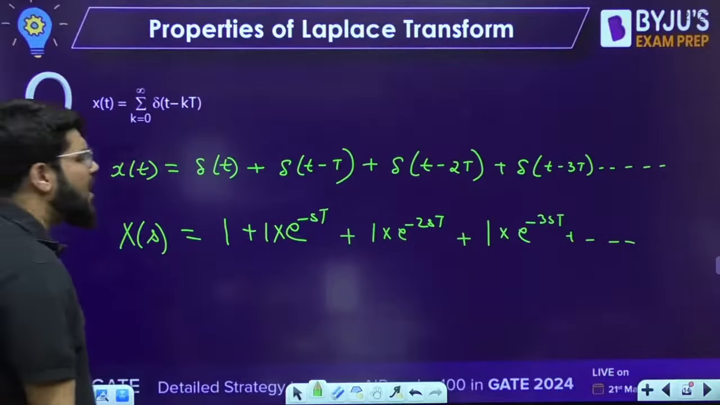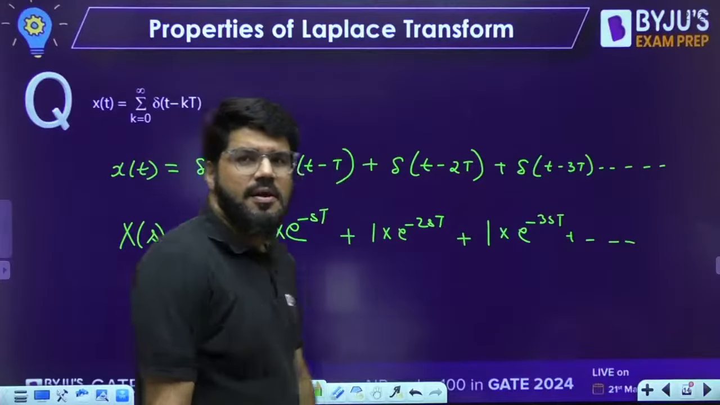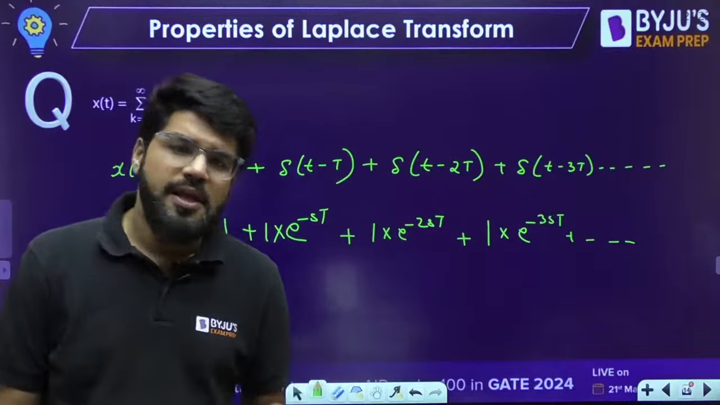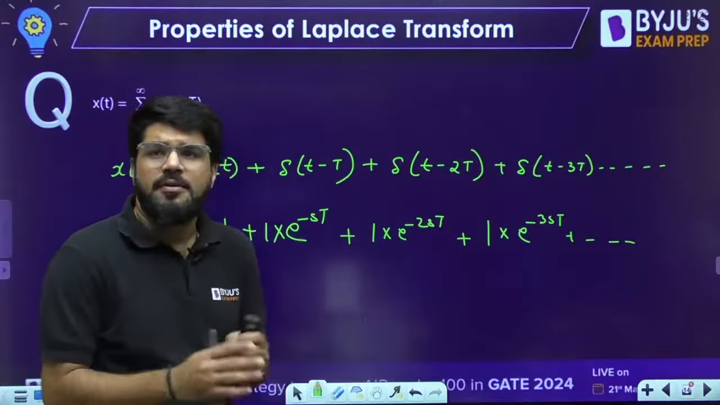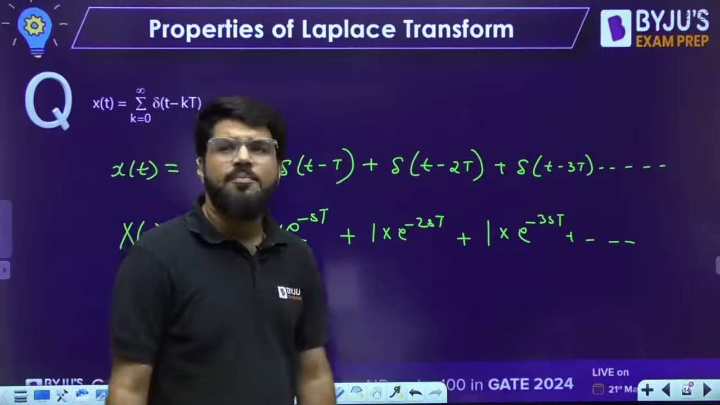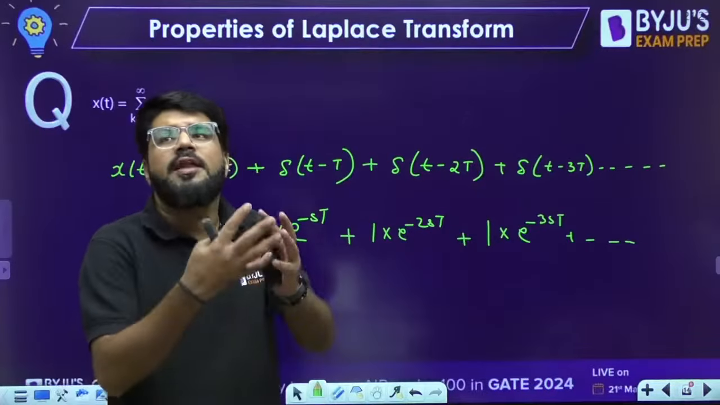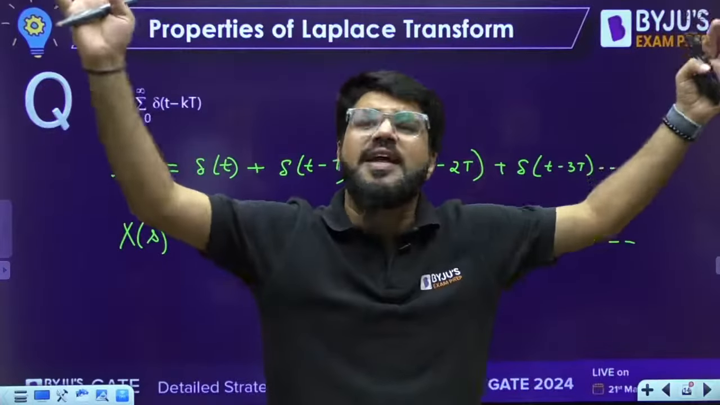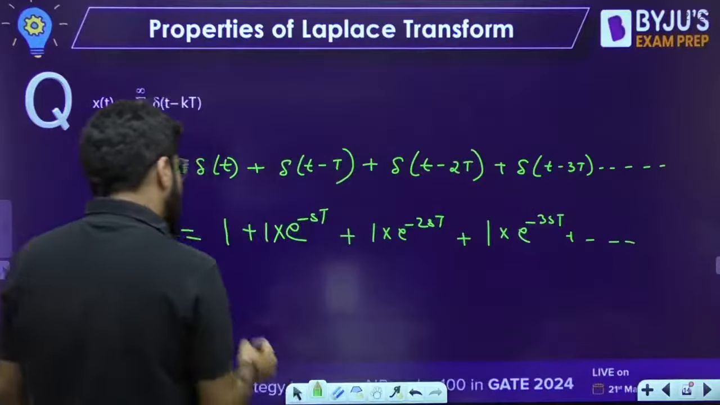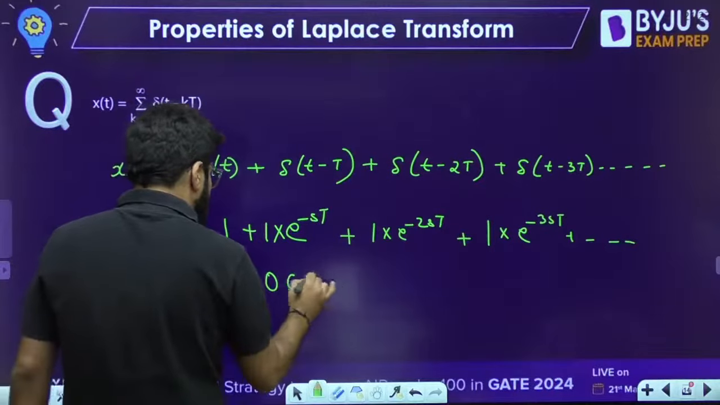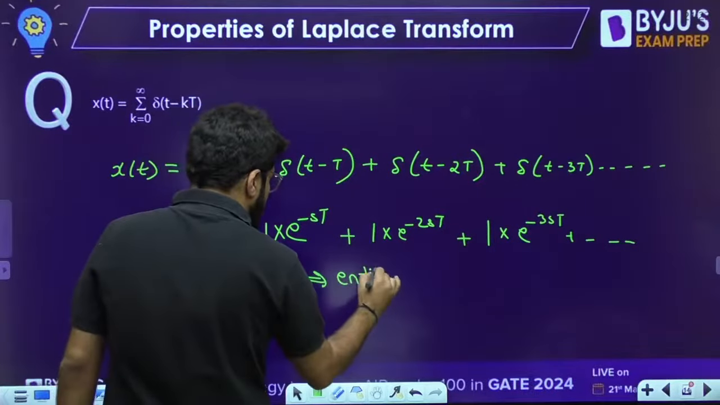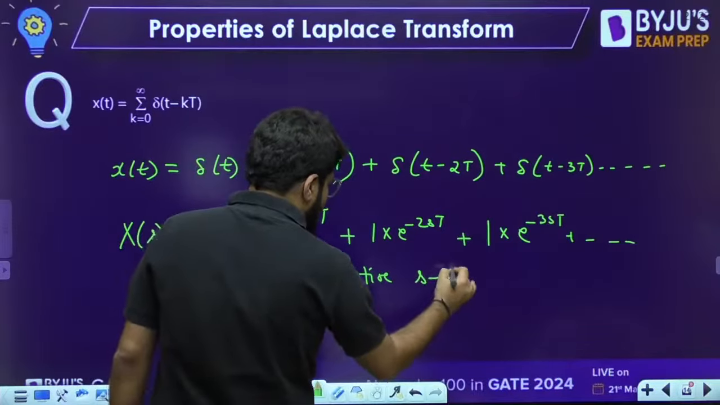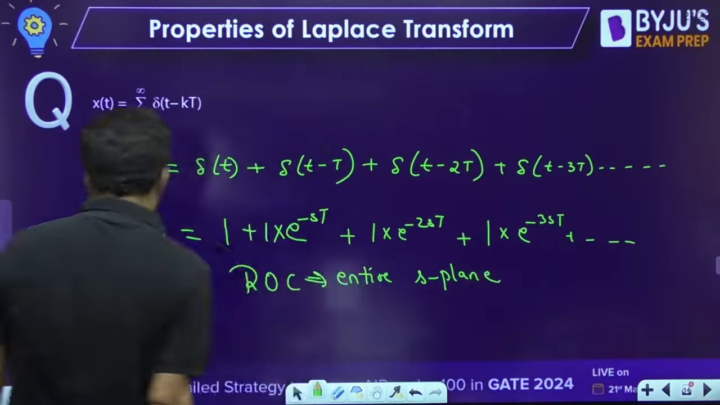Now, what is the ROC first of all before I simplify? What is the ROC for 1? 1 is a constant. There is no pole. E power minus st also, there is no denominator term, there is no pole. None of the terms has any pole, and because there is no pole, ROC can be anywhere. The ROC can be everywhere, the entire S-plane.